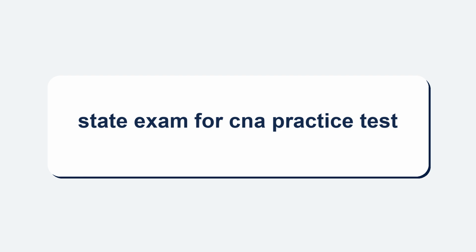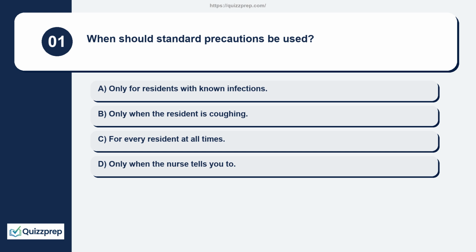State exam for CNA practice test. Question 1. When should standard precautions be used? Only for residents with known infections. Only when the resident is coughing. For every resident at all times. Only when the nurse tells you to.